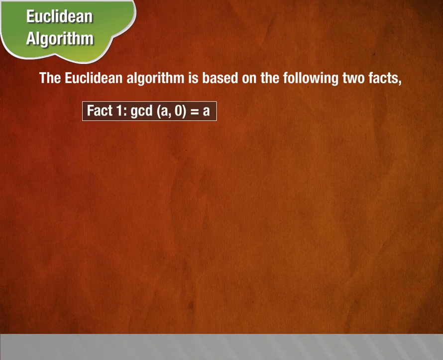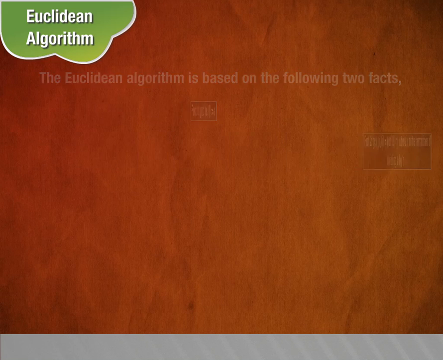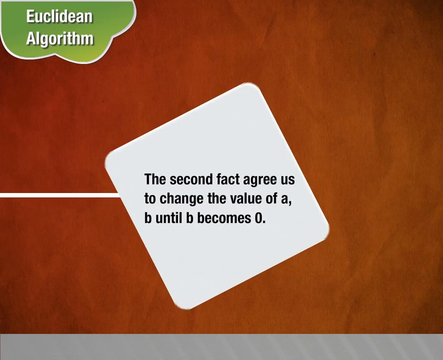Fact 1: GCD(a, 0) is equal to a. Fact 2: GCD(a, b) is equal to GCD(b, r), where r is the remainder of dividing a by b. The first fact informs us that if the second integer is 0, the greatest common divisor is the first one. The second fact allows us to change the values of a and b until b becomes 0.